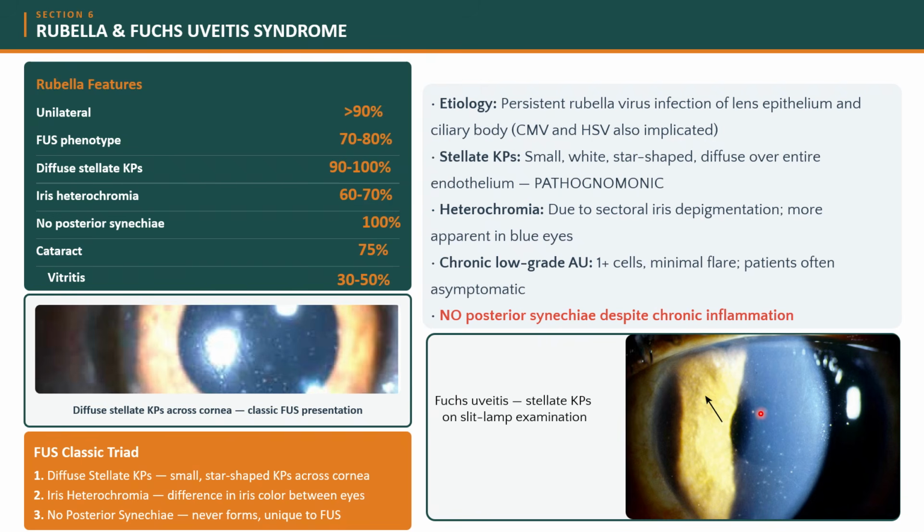So this is the classical picture of fine, diffuse, satellite-shaped keratic precipitates with minimal inflammation in the anterior chamber, and the most important point, no posterior synechia. If there is posterior synechia, you should revise your diagnosis. These are the main features of Fuchs uveitis syndrome associated with or due to rubella virus.